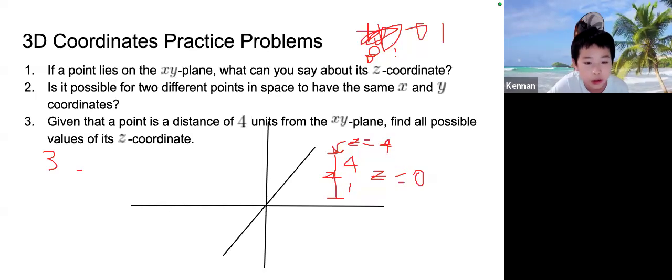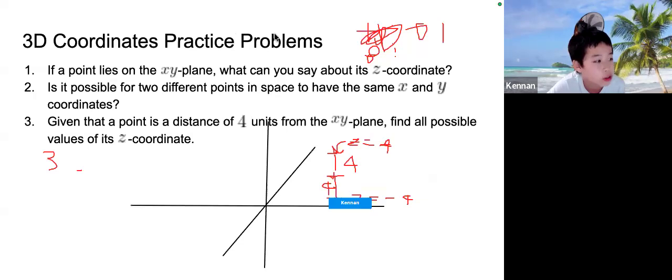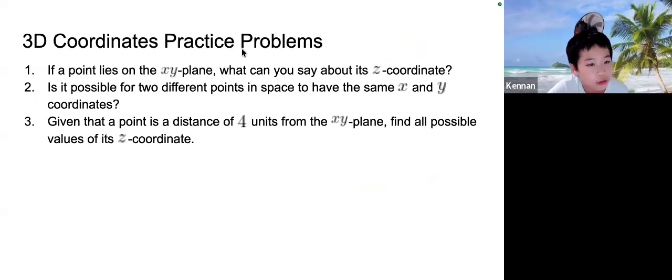Oh, wait. I'll just erase this. And then note the point on the bottom would have z equals -4. So basically, we're done, I think.